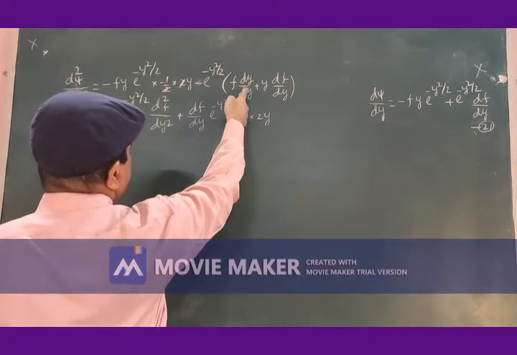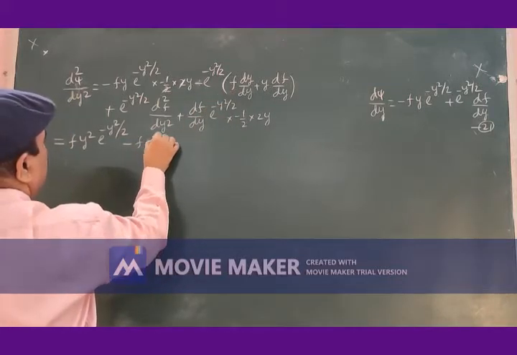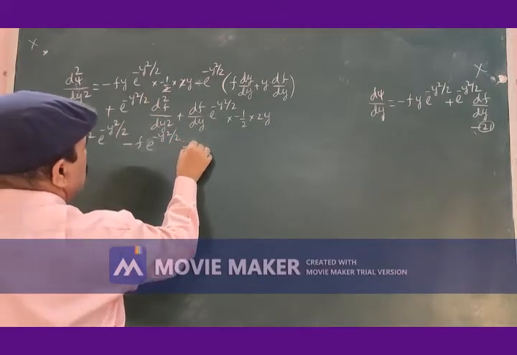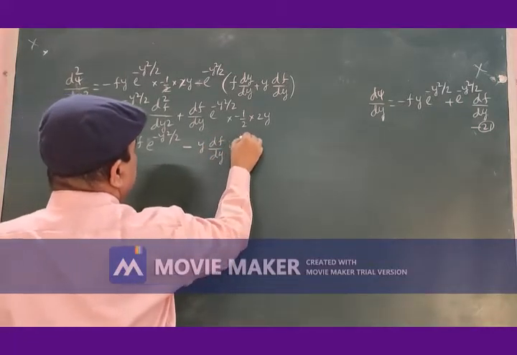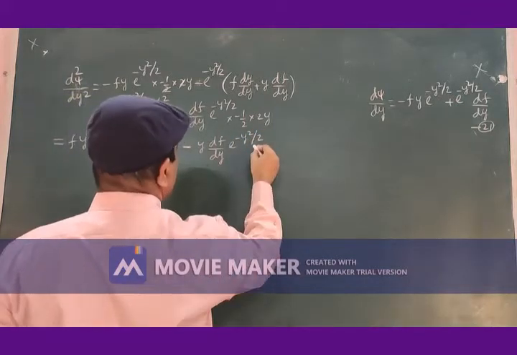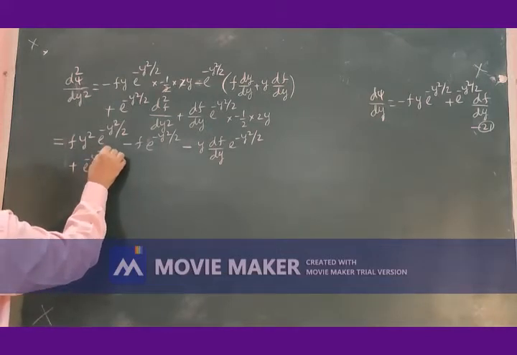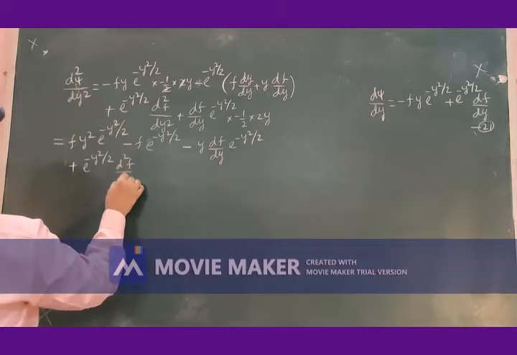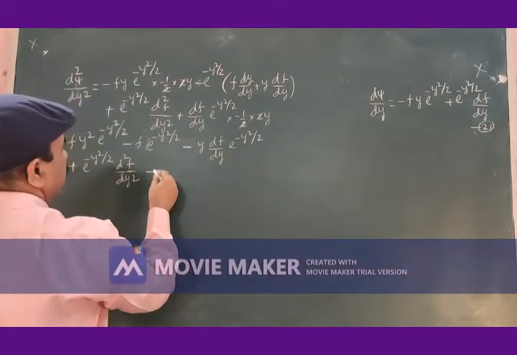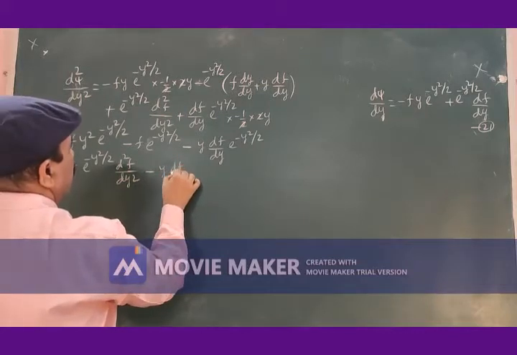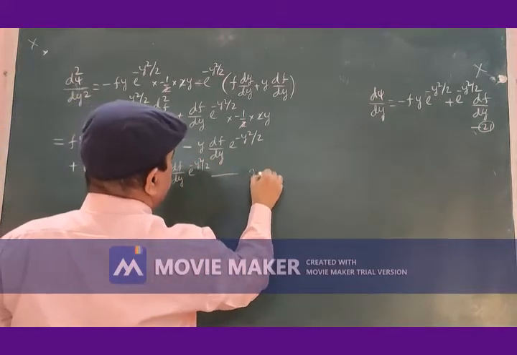Come to the second one, minus is here, so the first one becomes minus, minus f dy by dy, which is 1, e to the power minus y square divided by 2, again minus y df by dy e to the power minus y square divided by 2, plus e to the power minus y square divided by 2 d2f by dy square, the 2 gets cancelled, minus y df by dy e to the power minus y square divided by 2, equation number 22.